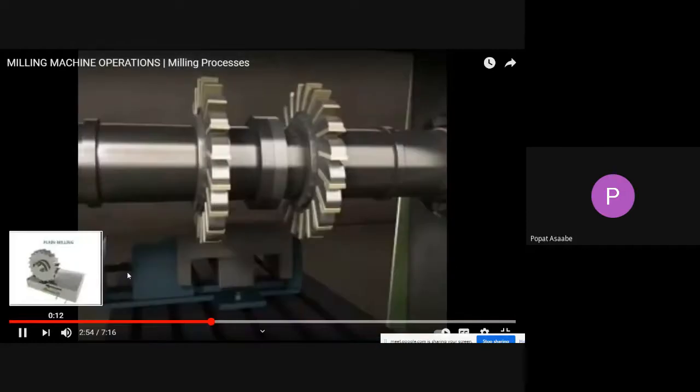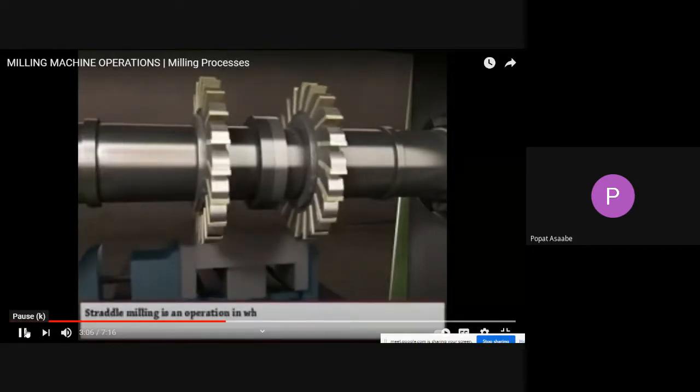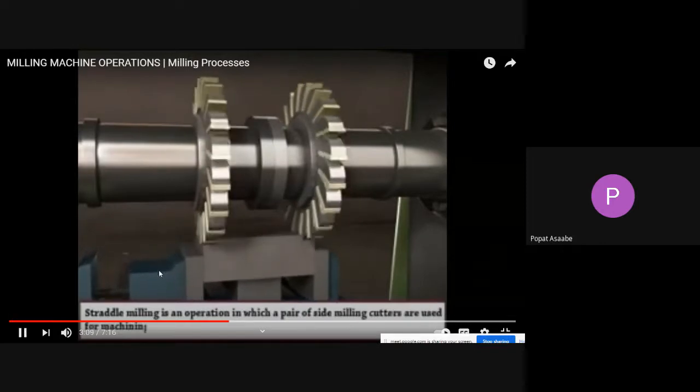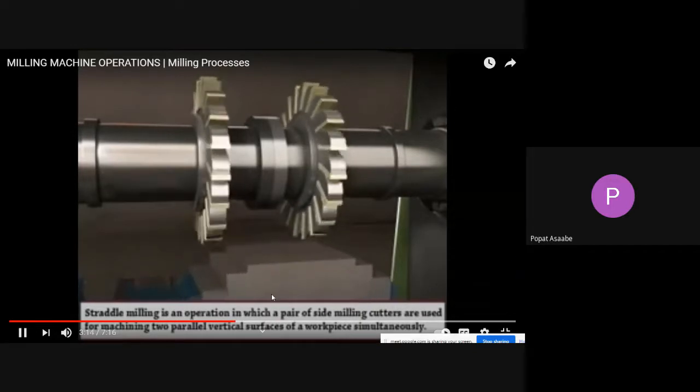See, this is the straddle milling. In straddle milling, two cutters are there, and the distance between both cutters is maintained with the help of this collar. This is the workpiece, and we can perform the operation on both sides of the workpiece. This is the side milling cutter. What is meant by the side milling cutter? Here teeth are there, and on the side of that cutter teeth are also there. So in this manner we can perform straddle milling on both sides of your workpiece.